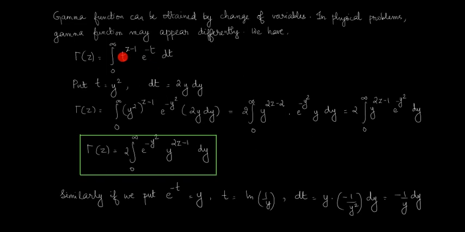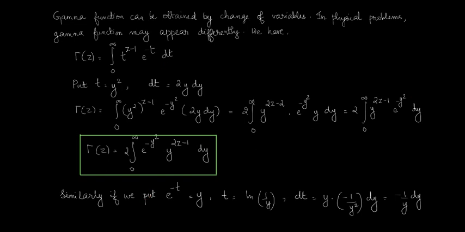Instead of t, just plug in y square, and here you have an e raised to minus y square, and instead of dt you have 2y dy. So with this your integral becomes twice integral 0 to infinity e raised to minus y square y raised to 2z minus 1 dy. This is also gamma of z. Okay, so when you encounter such integrals, you should understand that this is also gamma function.